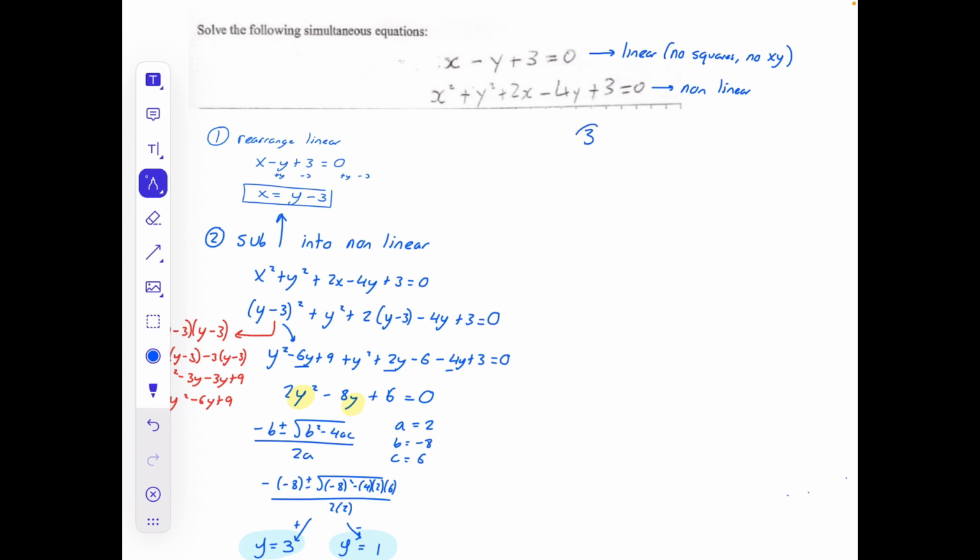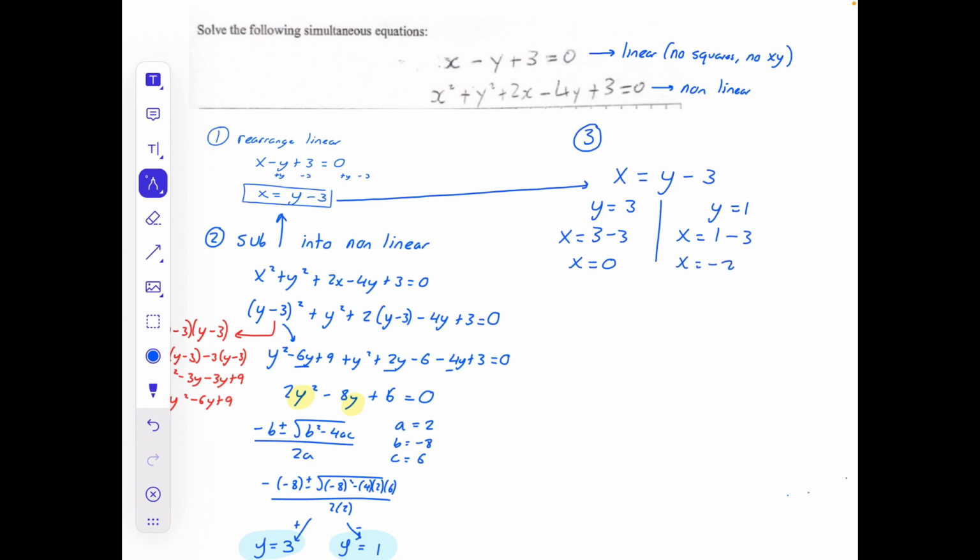Now, step 3. Okay, what we're going to do is we're going to take this equation. So we have x is equal to y minus 3. We've just found out that y is equal to 3 or y is equal to 1. What we're going to do, we're just going to sub those in. So we have x is equal to y, which is 3, minus 3. We get out x is equal to 0. Or x is equal to y, which is 1, minus 3. x is equal to minus 2. And they are our second set of answers.